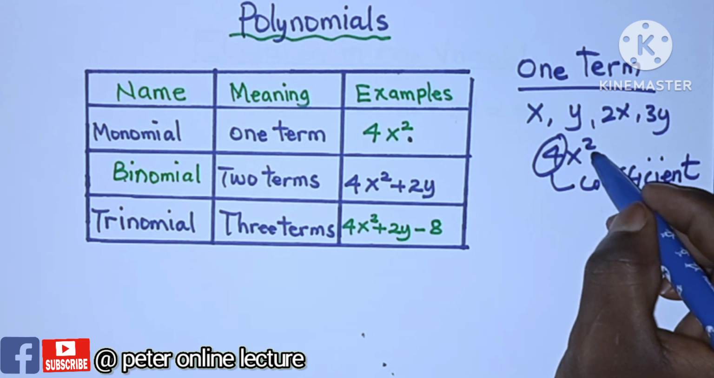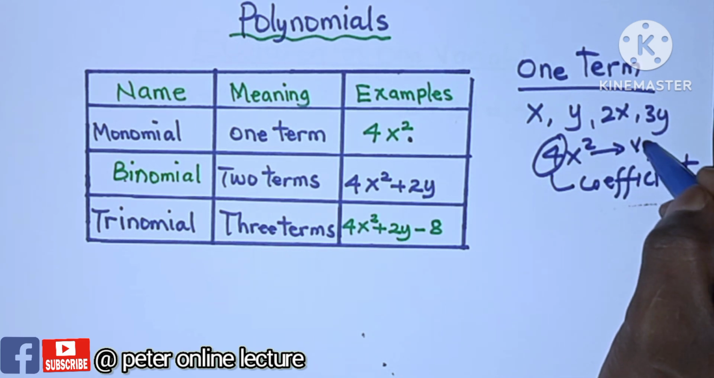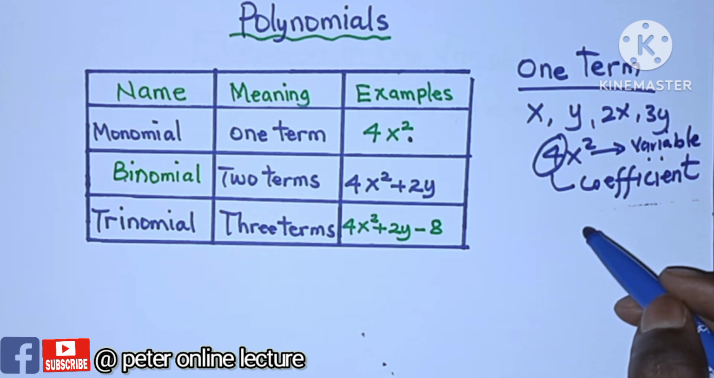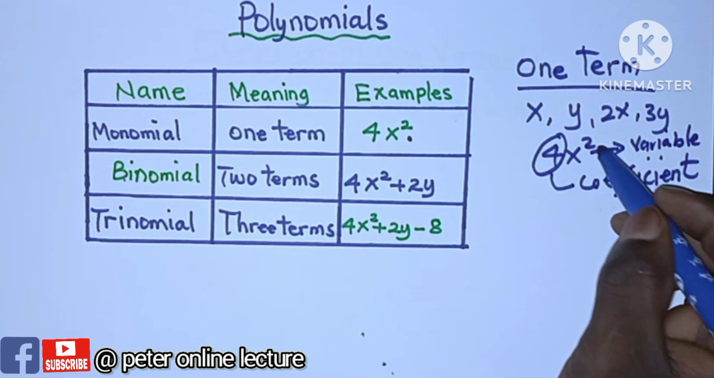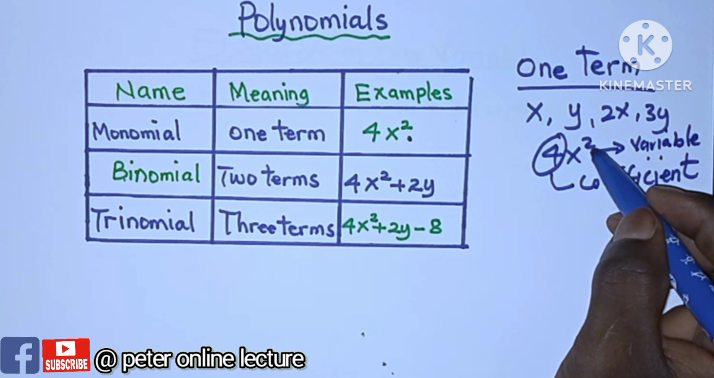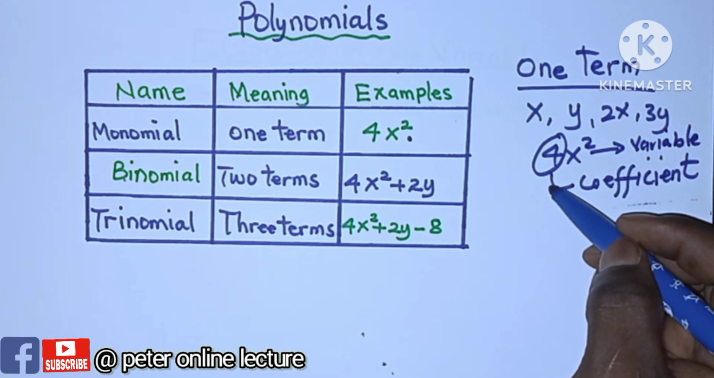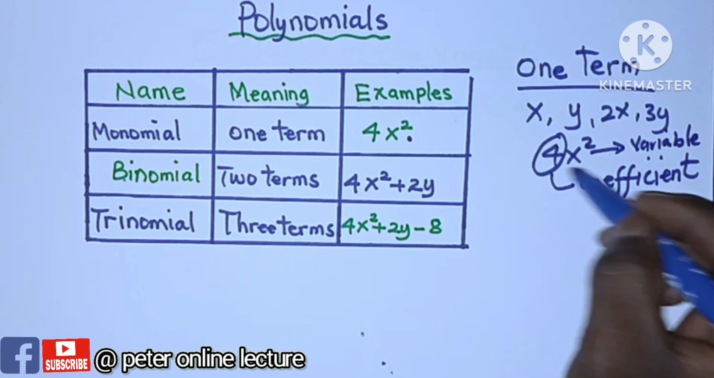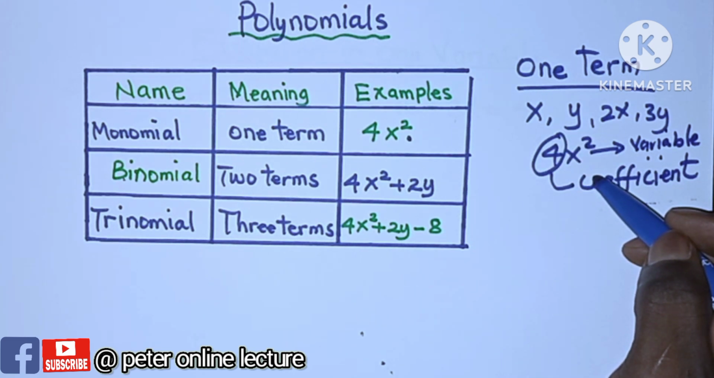And this one is called the variable. So this is a variable. So 4 is called a coefficient, x squared, rather, x squared is called a variable, and 4 is called a coefficient. So just a single term, all of this constitutes a single term, and a single term is called monomial.